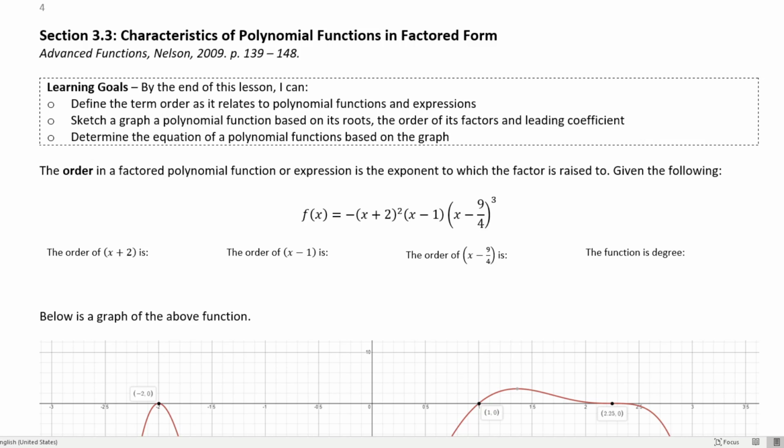Section 3.3, Characteristics of Polynomial Functions in Factored Form. The learning goals for today's lesson are to define the term order as it relates to polynomial functions and expressions, sketch a graph of a polynomial function based on its roots, the order of its factors and leading coefficient, and determine the equation of a polynomial function based on the graph.